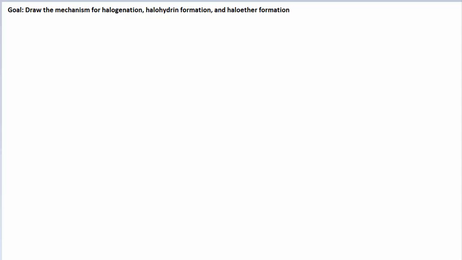Okay, so this time we are interested in looking at another common alkene reaction, which is halogenation, which proceeds through a bridge. So let's look at the mechanism for that. Let's say we have this molecule on the left, and we react it in the presence of Cl2 in the solvent of CCl4. CCl4, just like last time, is just a solvent.